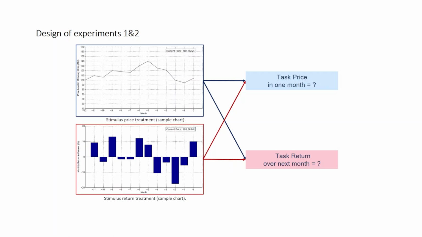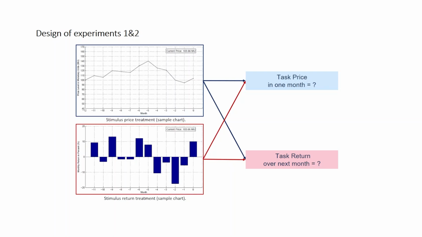So, how did they design the experiments? In the first 2 experiments, as we had artificial assets, they had 2 stimuli. Some students were shown the first stimulus, which is the price development over a year with 12 sequences, that means 12 months. And they asked part of these students who saw the price stimulus to expect the price in 1 month. And the second part of them, they asked to forecast the return over the next month.